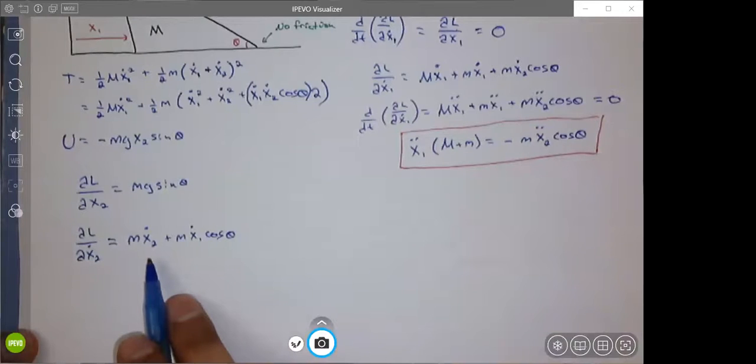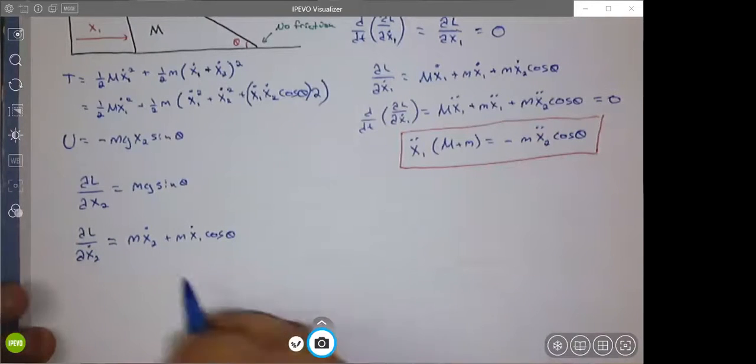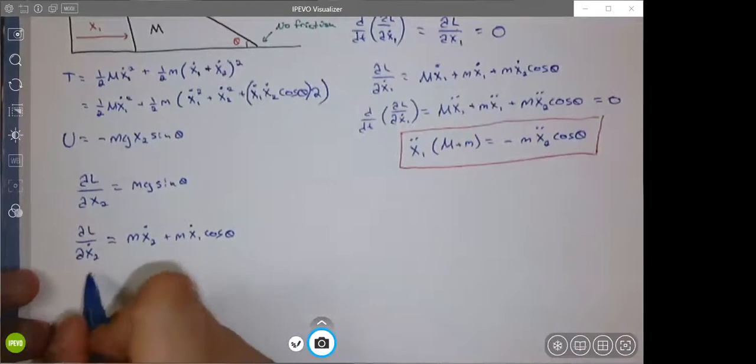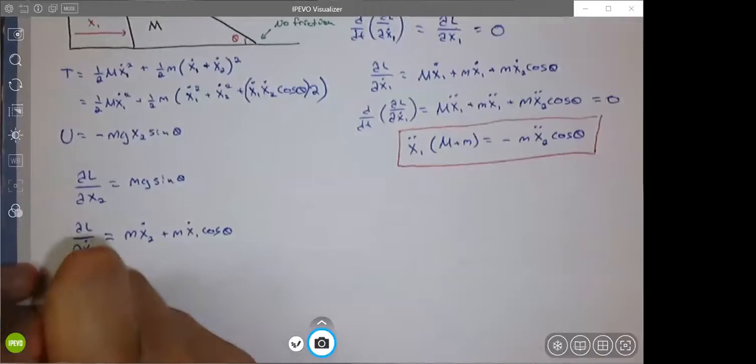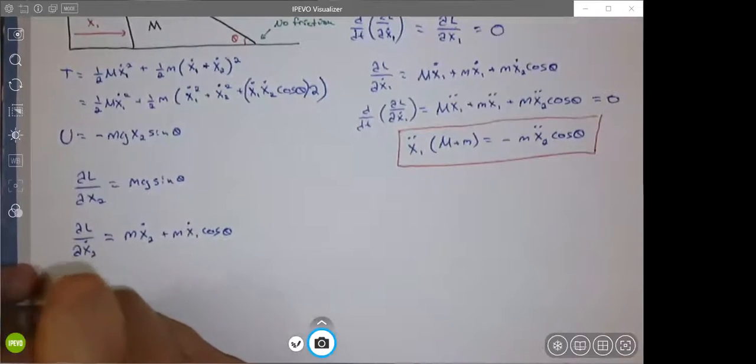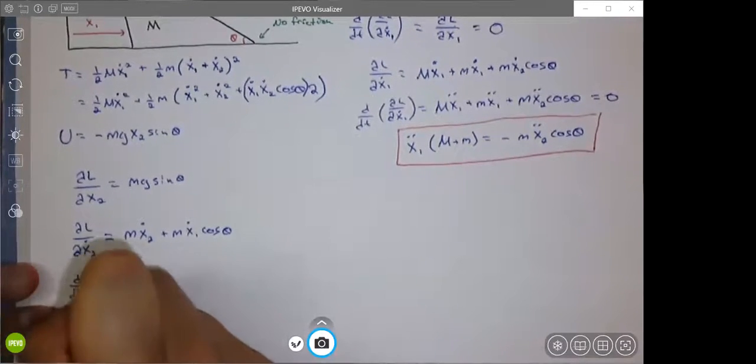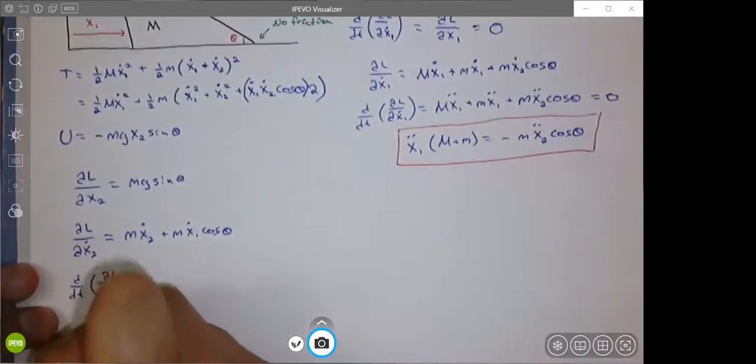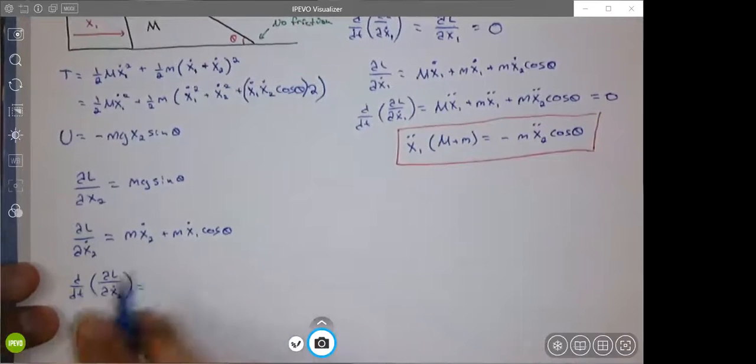That's fine. And yeah, it looks good so far. It's easy to make mistakes here, so I just have to check my work all the time. Now let's take the time derivative, d/dt, of the Lagrangian, dx2 dot, and that's this right here.